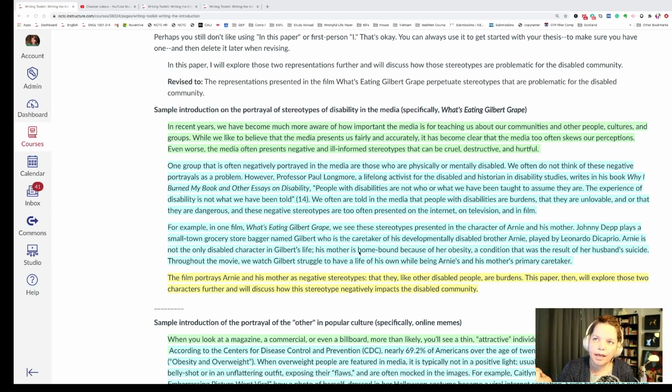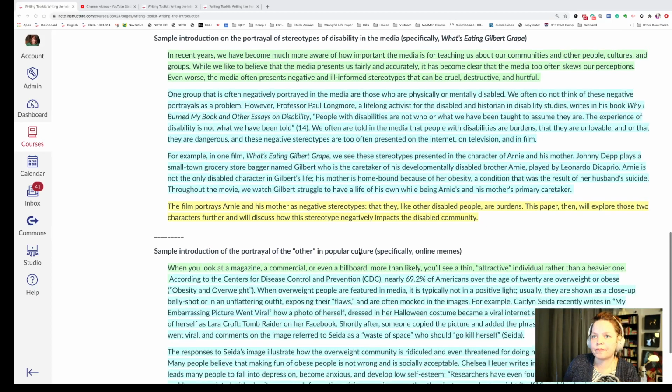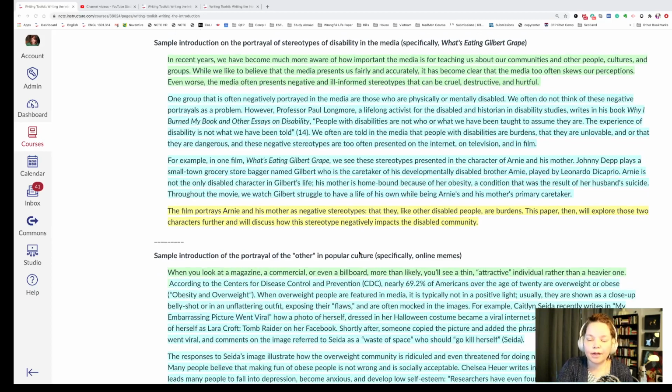So here's an example. In this paper, I will explore 2 representations further and discuss how these stereotypes are problematic. I could just revise that to: the representations presented in the film perpetuate stereotypes that are problematic. And to be honest, probably the revised version is a little bit better, but that's okay. It got me. You can't get to Z without going through the first part of the alphabet, right? So let's look at these 2 models. The first one is a model from a student's paper that she wrote about What's Eating Gilbert Grape.